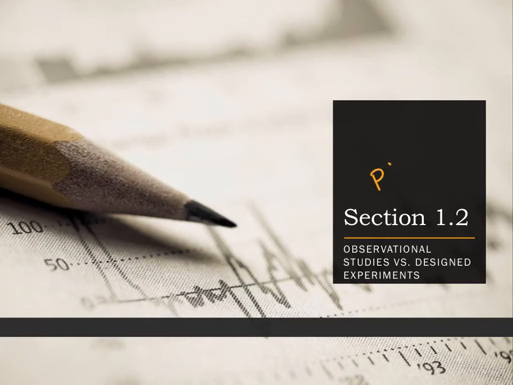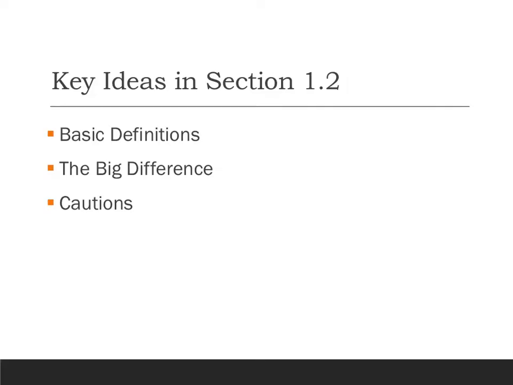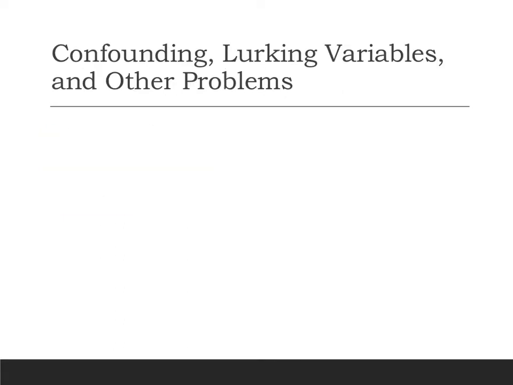This is the second video for section 1.2. In this video, we look at some things to be careful about when working with both observational studies and experiments. Confounding and lurking variables, and there are some other problems that we see when we are trying to gather data.